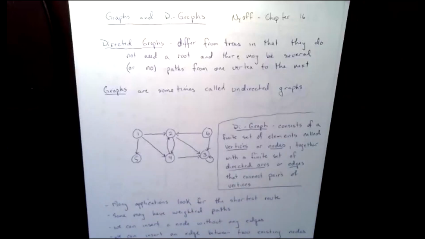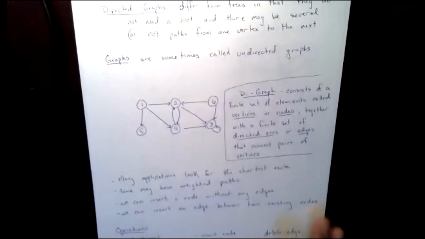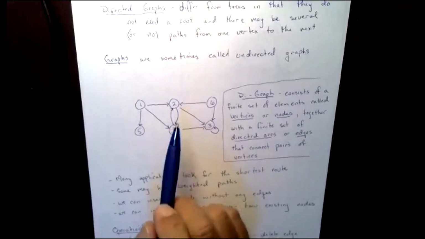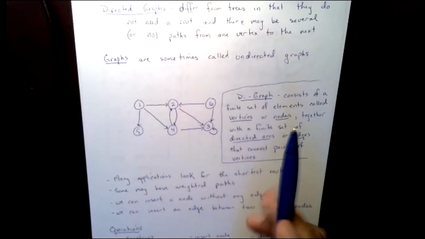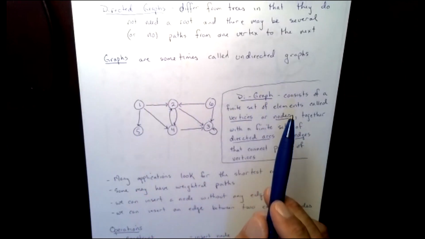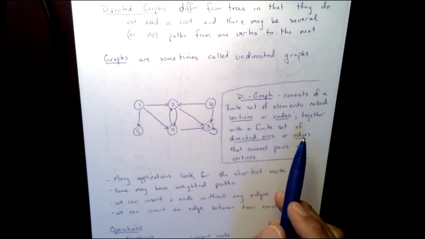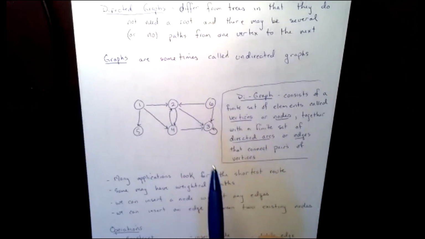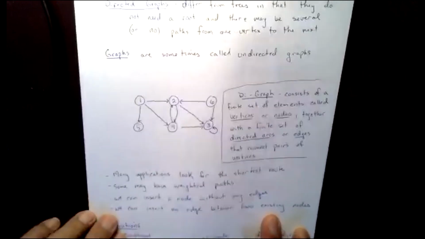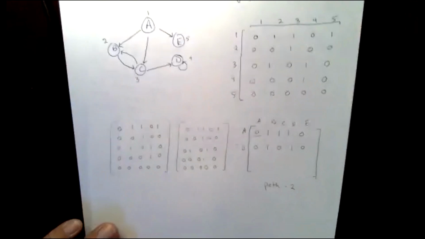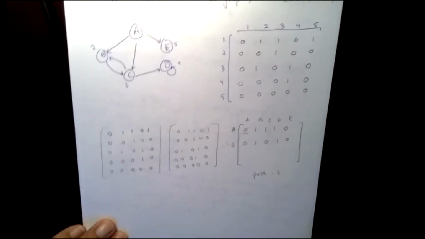Last Thursday, we started NIAF chapter 16. We got into graphs and digraphs, and mainly we were looking at these digraphs or graphs with directions. We talked about the vertices, which we've been calling nodes. We talked about edges, which are these directed arcs that connect them. And we looked at a bunch of situations of how we could represent these.